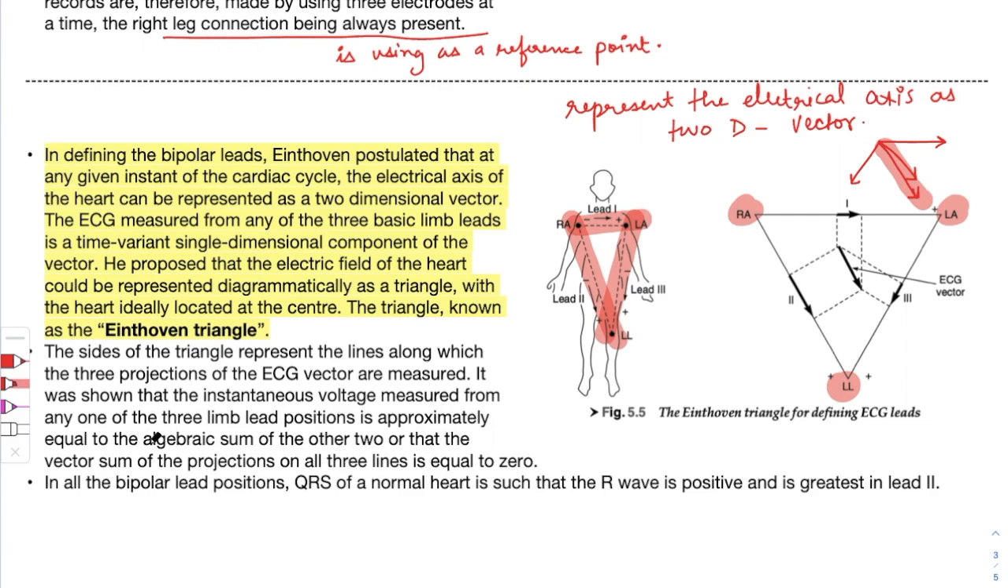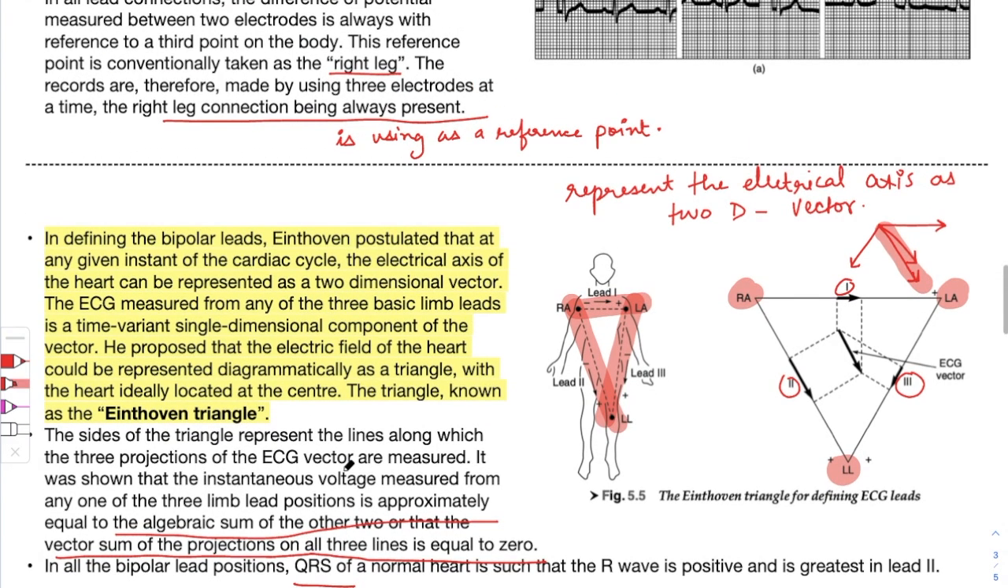It is saying that the algebraic sum of the projections of all three lines is equal to 0, that 1 plus 2 plus 3 will be equal to 0. In all the bipolar lead positions, QRS for a normal heart is such that the R wave is positive and greatest in lead 2.